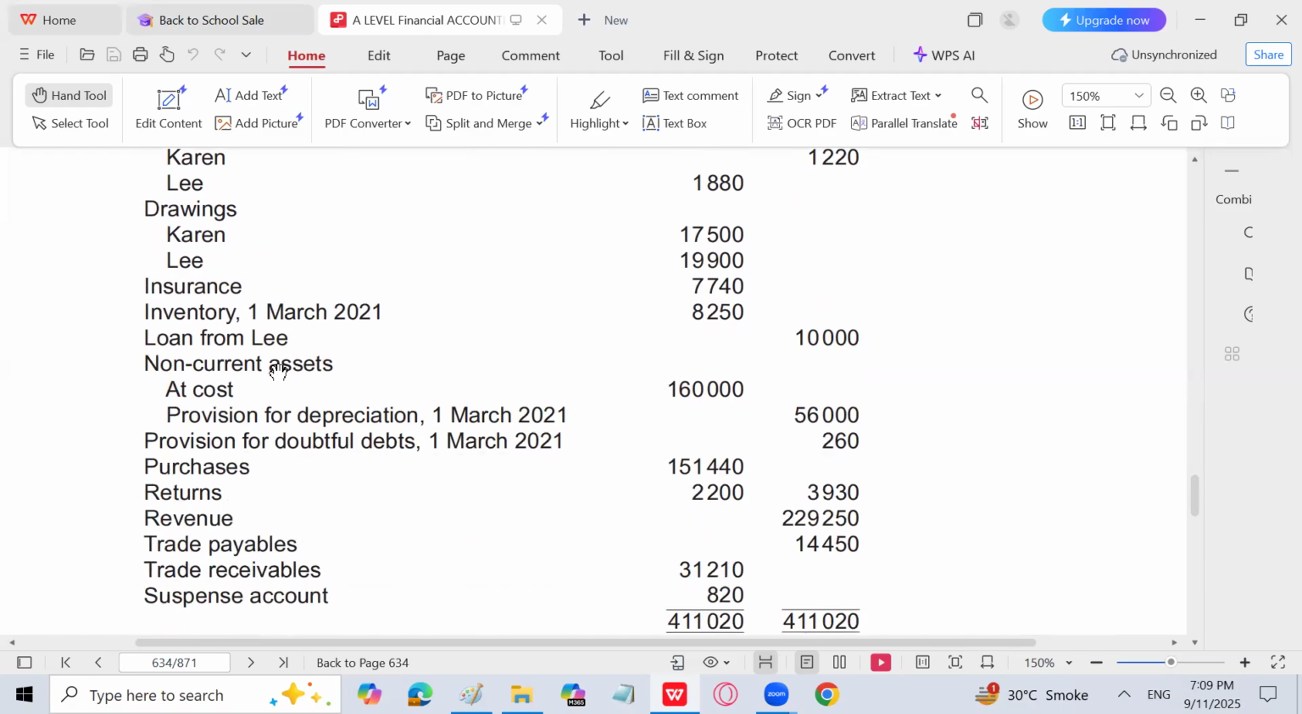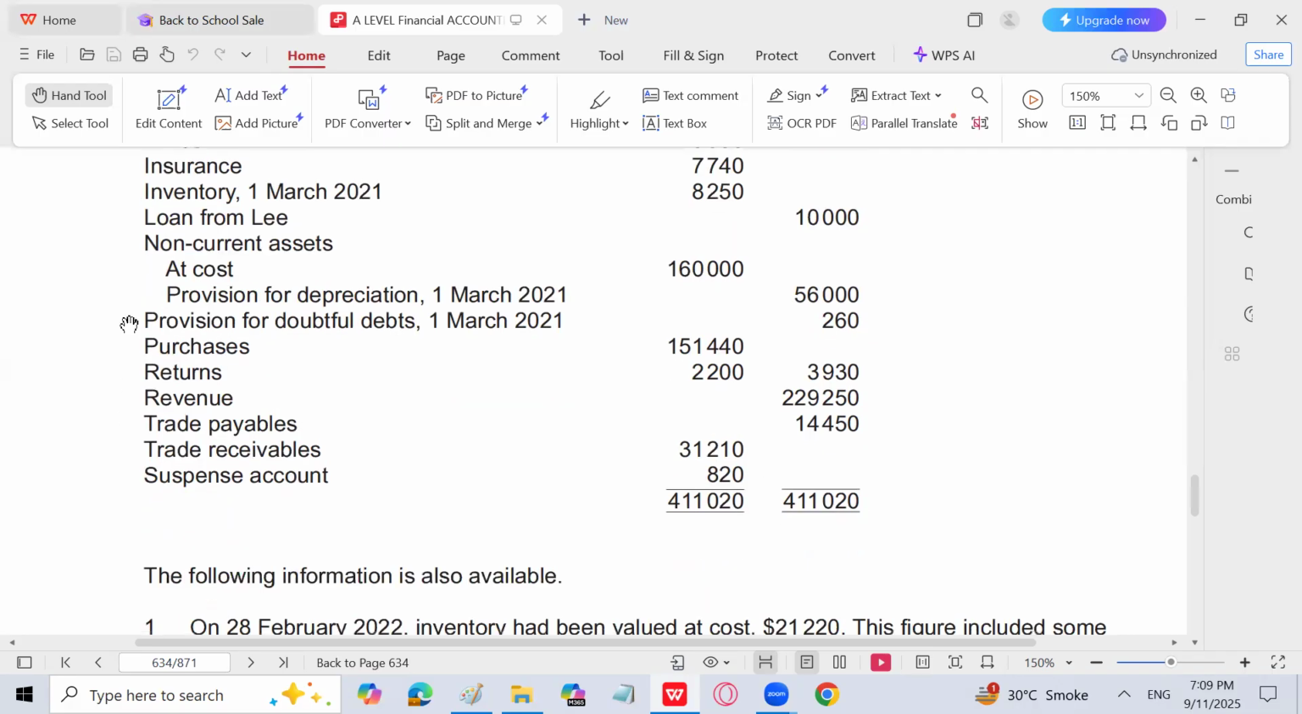Opening inventory. Loan from Lee, 10,000, which is a non-current liability. Non-current assets are given with depreciation. Provision for doubtful debts. Purchases. Returns: 2200 is sales return, subtracted from sales, and 3930 is purchase return, subtracted from purchases. Revenue is given, trade payable, trade receivable, and suspense account is given.